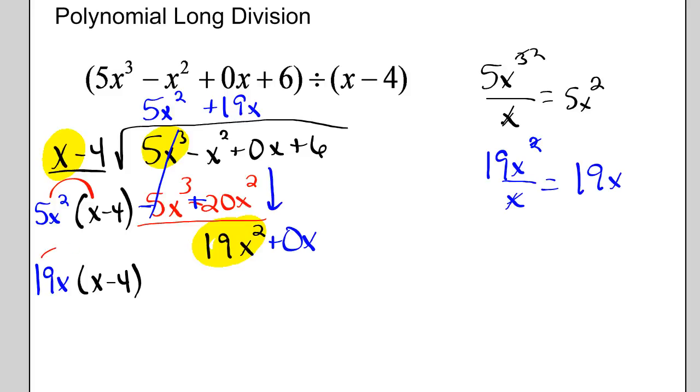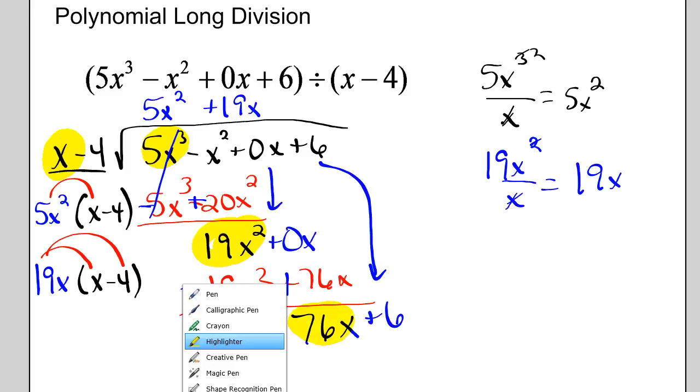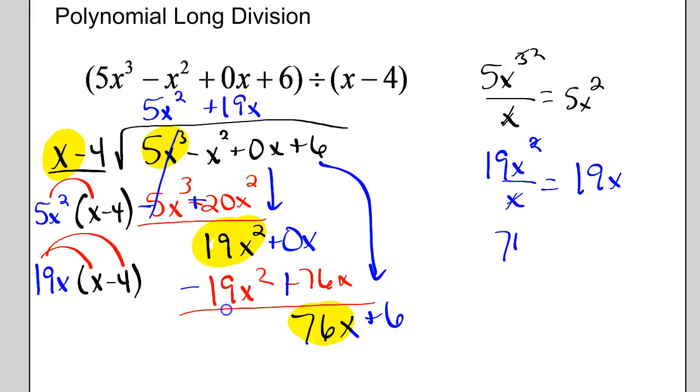Now I'm going to distribute. 19x times x is 19x squared, and 19 times a negative 4 is negative 76, so I get a minus 76x. Now I change my signs and subtract, and I end up with 76x. I drop my 6 down, plus 6. So now my last piece is how many times does x go into 76x? 76x divided by x is 76. That's the number I write up top.